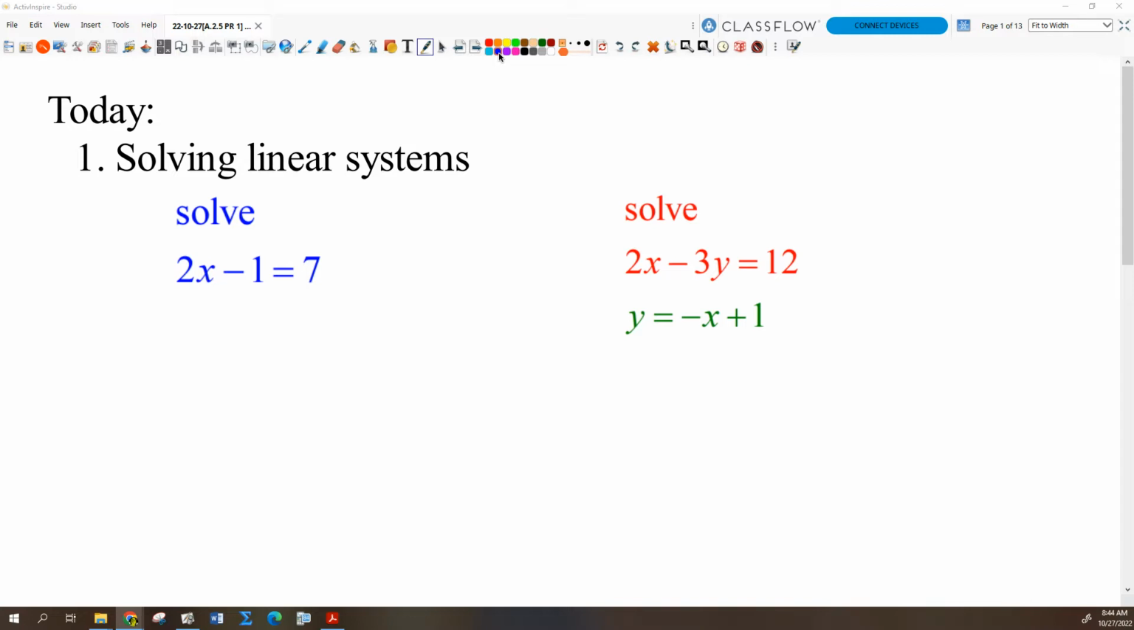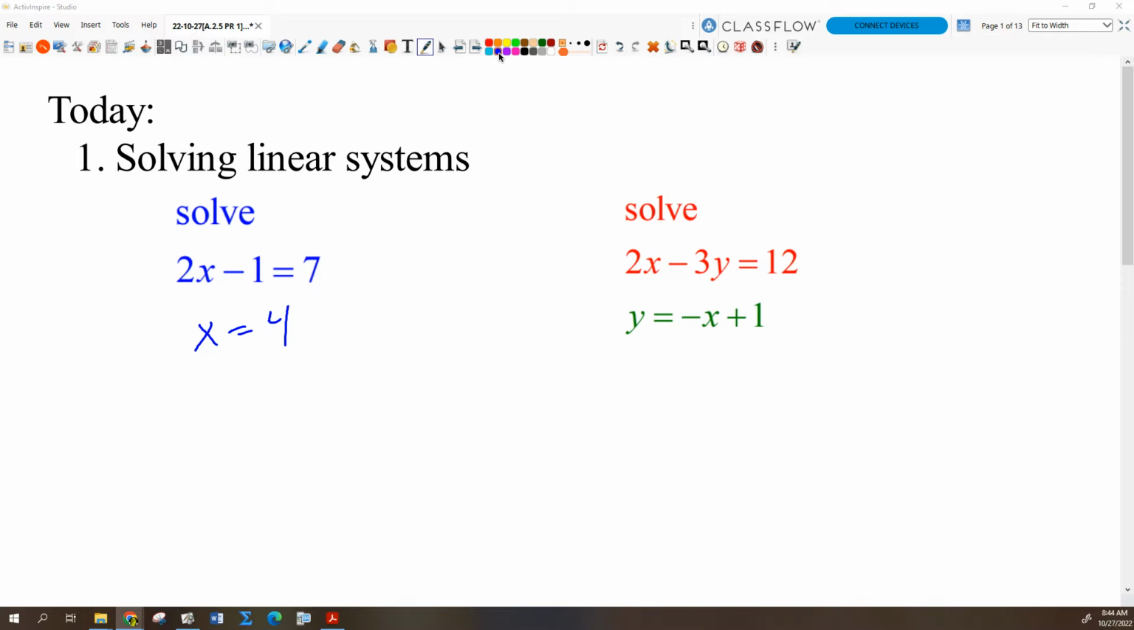What's the solution? Yeah, good. So we would just add 1 to the other side and divide by 2, to isolate the x. And we would get x equals 4. Why is that the solution? What does it do that makes it the solution? How do we know it's the solution?